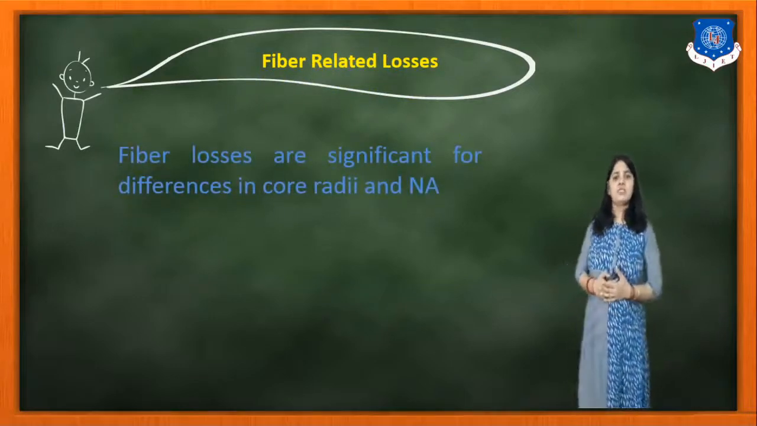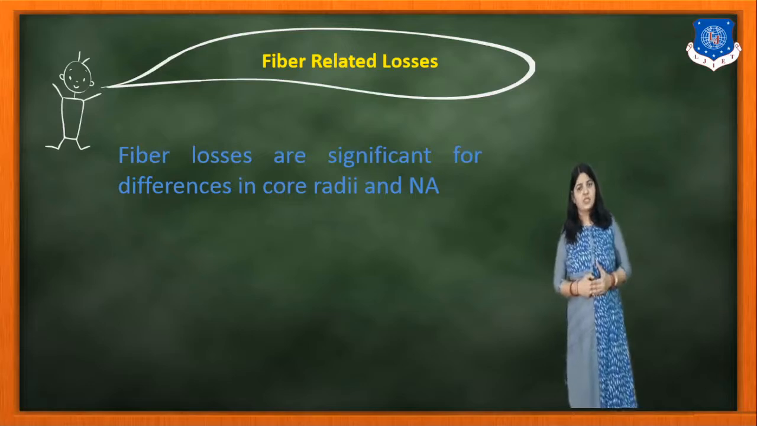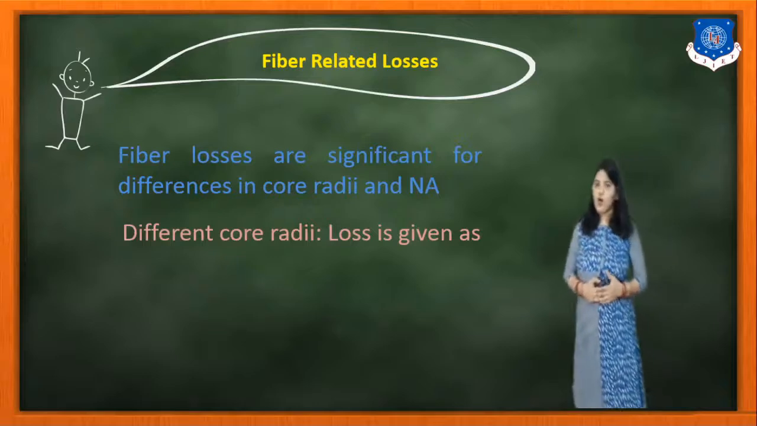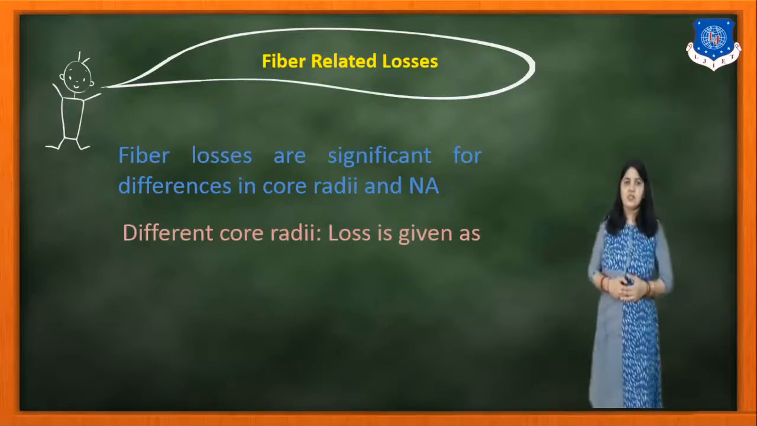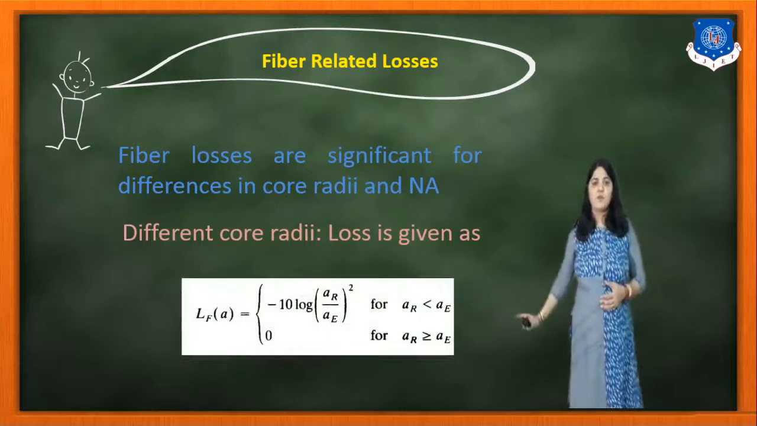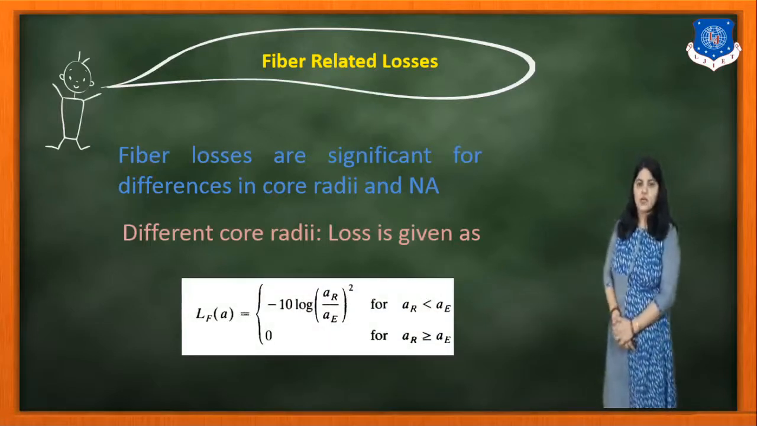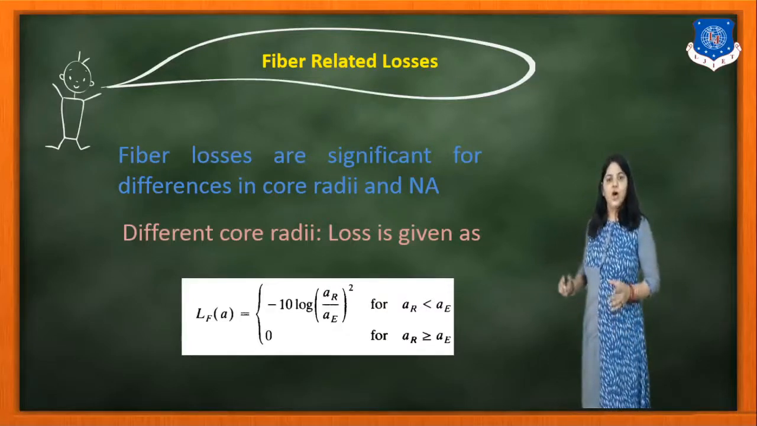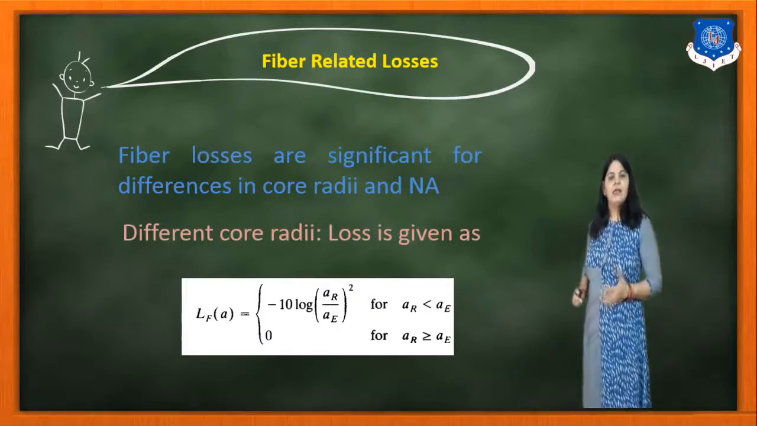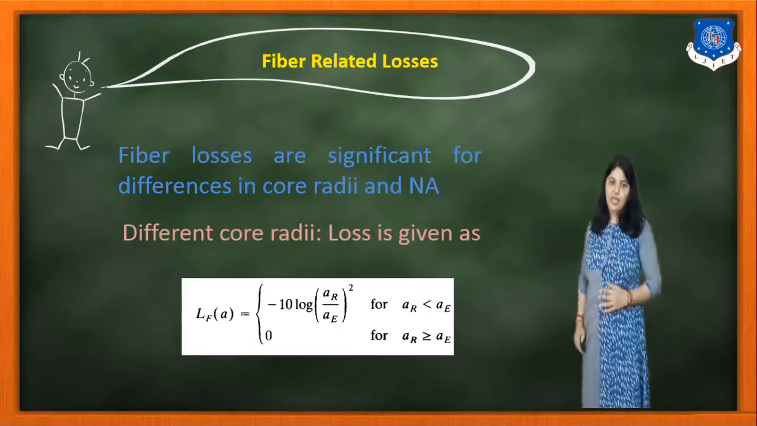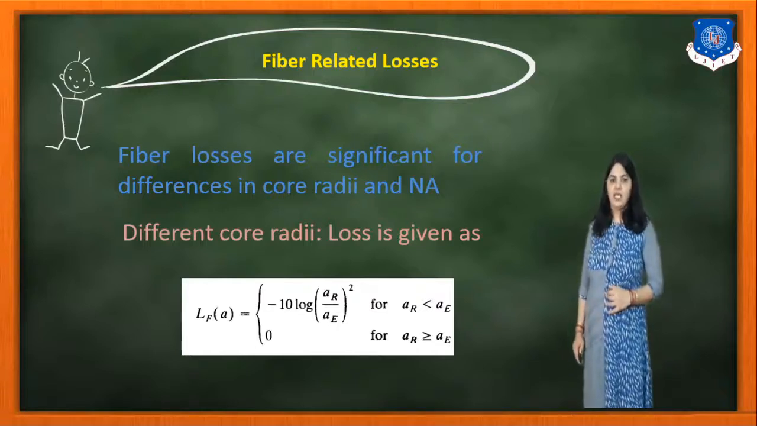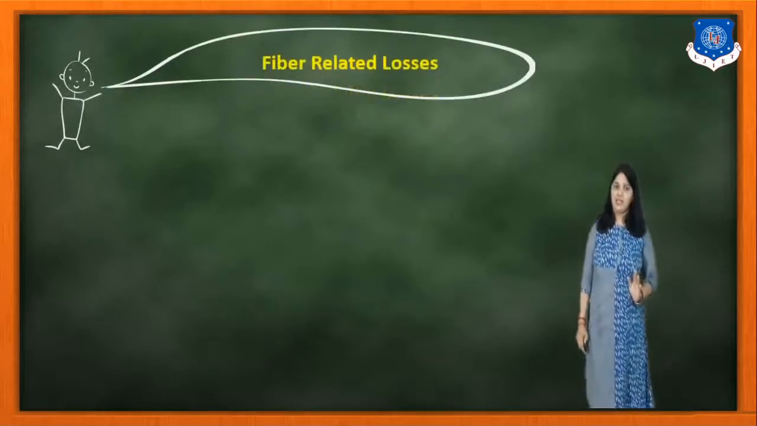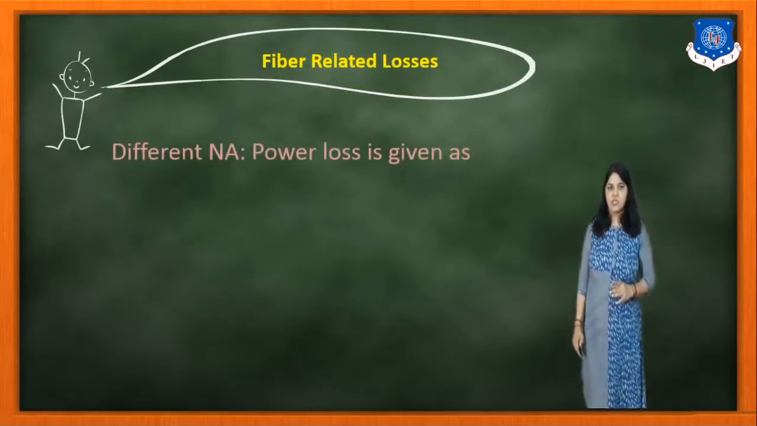These fiber losses are significant for the difference in core radius and the numerical aperture. Now there are various equations for this. For different core radius, the loss is given by the formula L_F(a) = -10 log (a_R/a_E)^2 for a_R less than a_E, and it is equal to 0 for a_R greater than or equal to a_E. So for different core radius, the loss can be calculated using this formula.